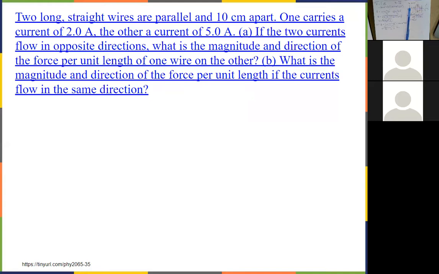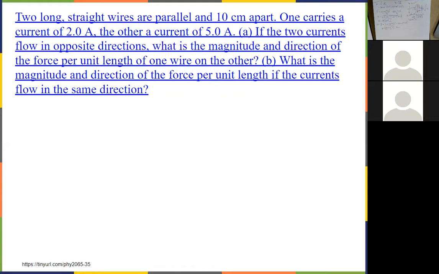But for the direction, if you have two currents in opposite directions, then you will have a repulsive force between the two. If you have them in the same direction, you will have an attractive force. Okay, but let's calculate what the magnitude would be. You guys can give it a try.